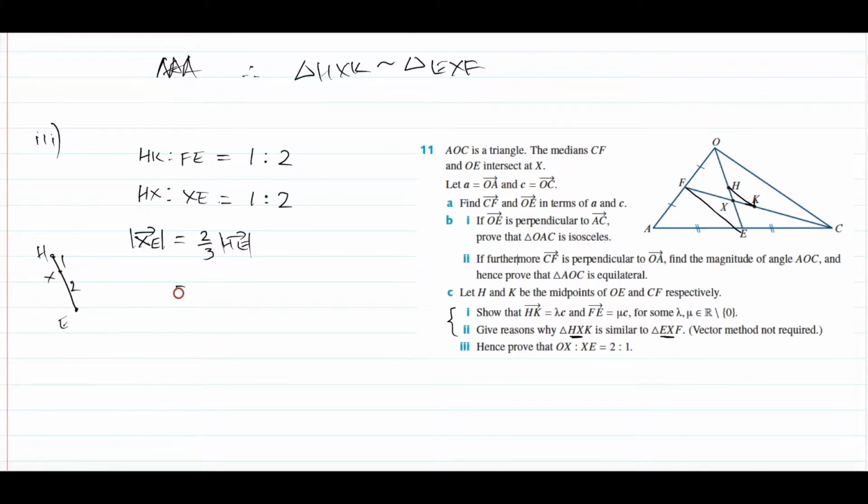Of course, we can write this in another way, and that is HE, we know, is half of OE. So we can write HE as half of magnitude OE. That has been told in the question: H is the midpoint of OE, right? And of course, if you multiply them together, you get 1/3 magnitude of OE. So magnitude of XE is 1/3 of OE. So this part right here is 1/3 of the entire length.